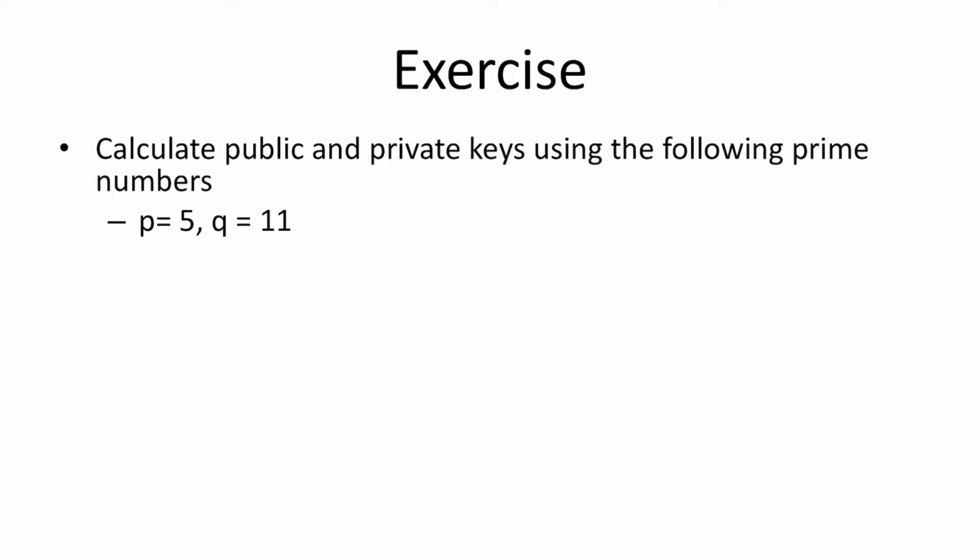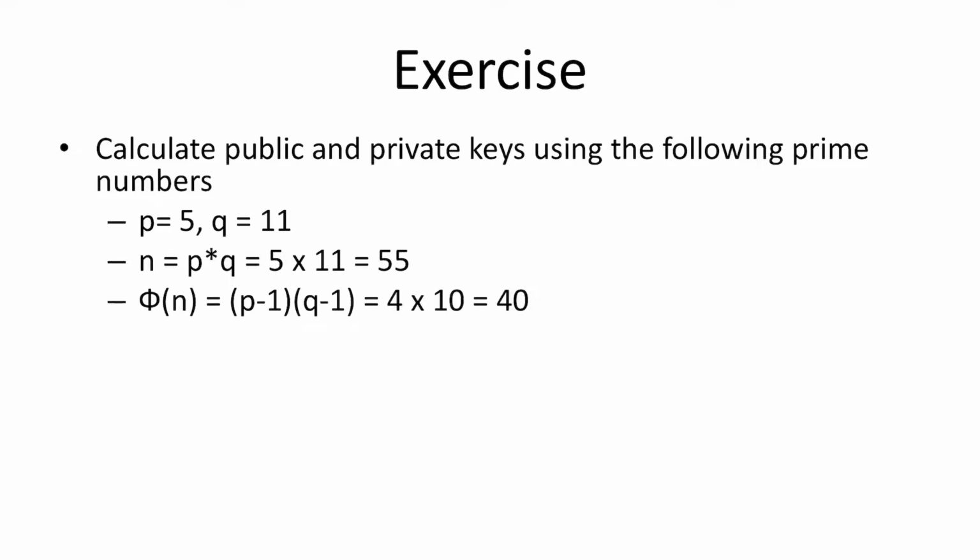So the first step is to find the modulus by multiplying p and q. So here we have 5 and 11. Multiplying them, we get 55. Then we find the phi of n or phi of 55 as p minus 1 into q minus 1. So we have 5 minus 1, which is 4, and 11 minus 1, which is 10. So our phi of n is 4 into 10, which is 40.